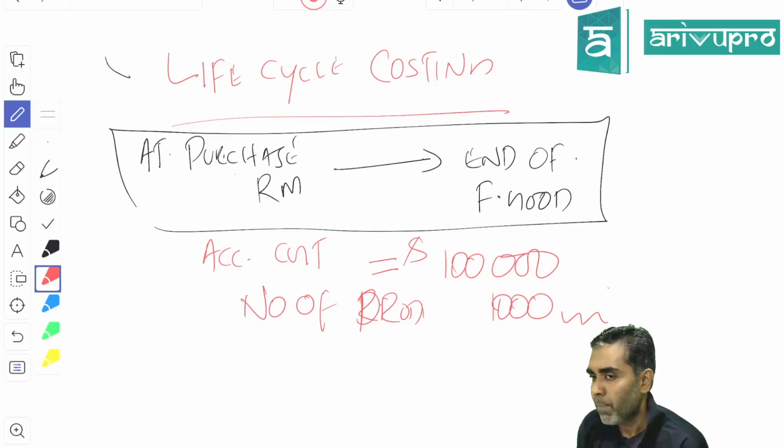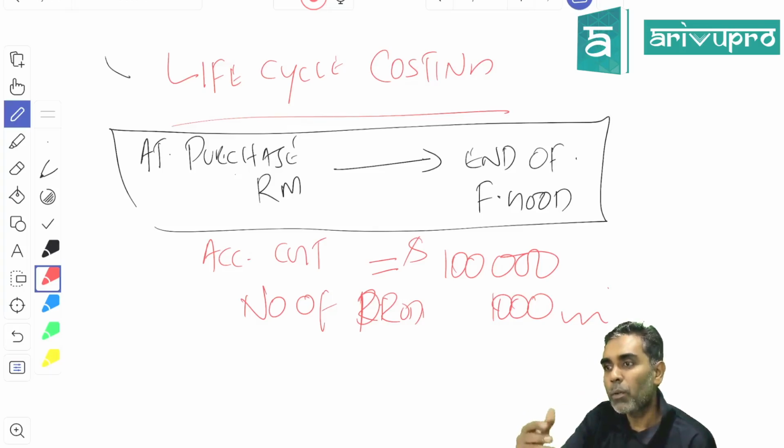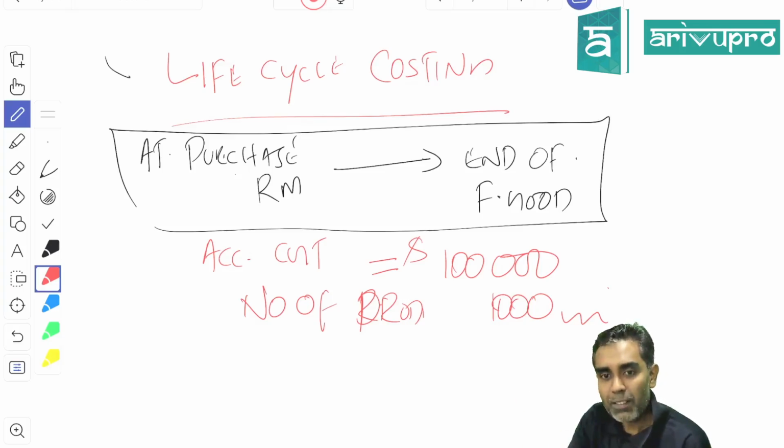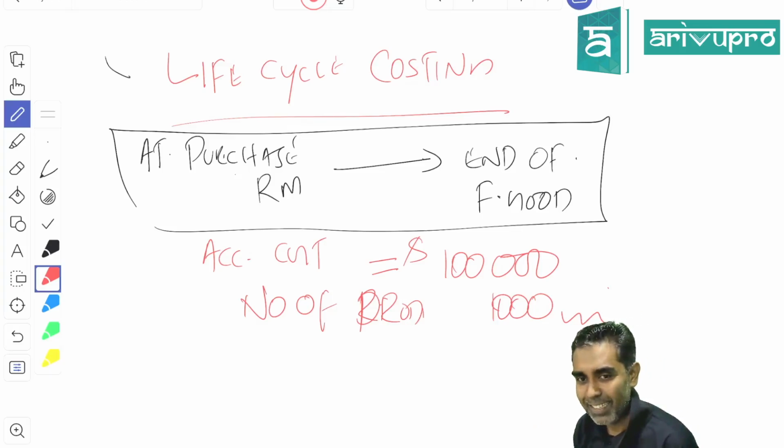Decommissioning cost. A best example: you want to cease the product, right? During the cessation, you will incur a cost, so we call it decommissioning cost. Or there are some products which fail in the market, then you have to recall all your products. That is another example of post-manufacturing cost. So that is a summary about life cycle costing.